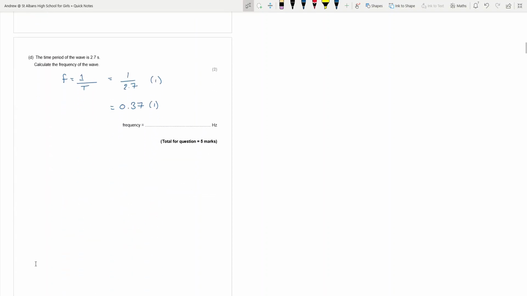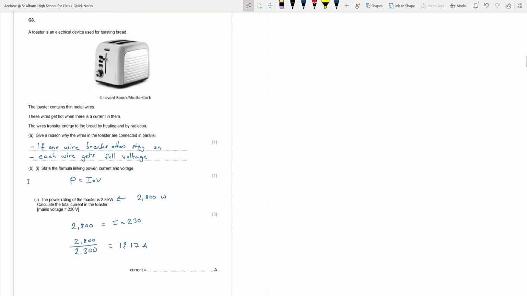Okay, and then we have a time period of the wave is 2.7 seconds. Calculate the frequency of the wave. The equation you need to use is one that's given to you. Frequency is 1 divided by time period. So you get 1 mark for putting the numbers in, 1 over 2.7. The other mark is therefore for working that out. It comes out as 0.37, or anything that would round to 0.37, you get the mark for. As with all calculations, if all we see is 0.37, you would get both the marks.